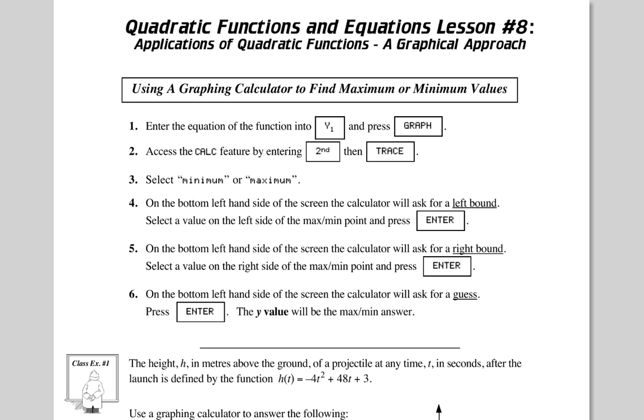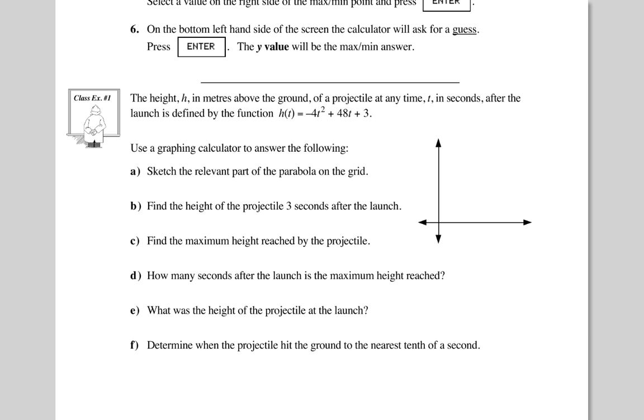Okay, so on the top here, the book is just offering you an algorithm for finding max and min values, which I've already shown you, and I'll show you again during the lesson. This is going to happen on your test as well as your homework. You're going to be given a quadratic equation, and then you're going to be asked to interpret the results.